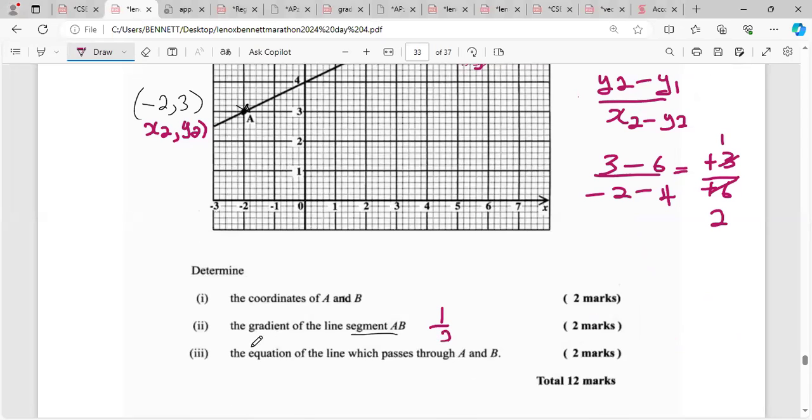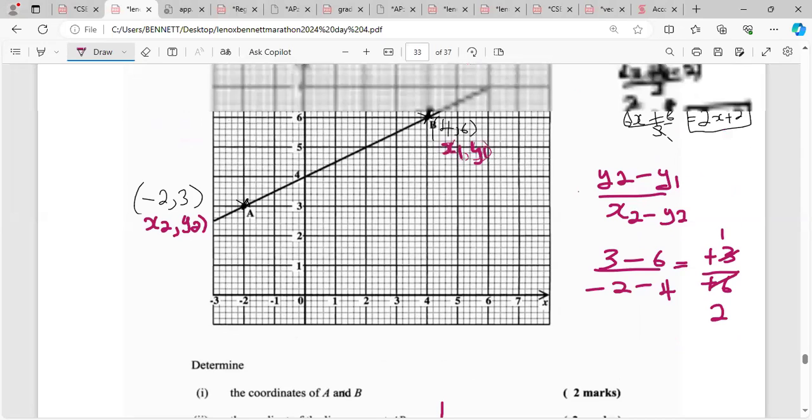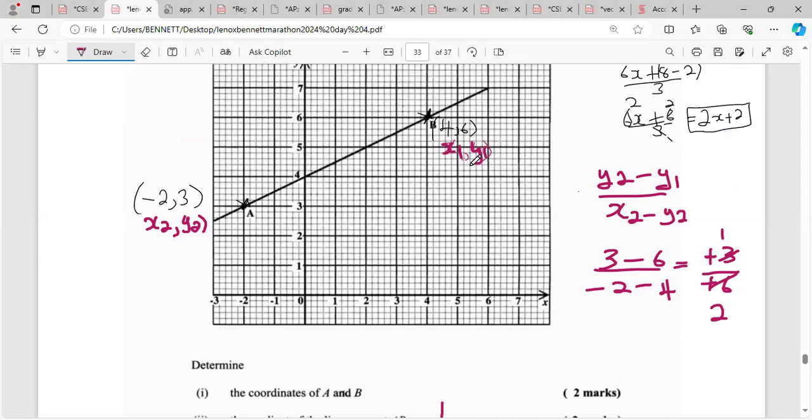All right, the next question says find the equation of the line which passes through A and B. So then that's the equation of the line. We literally have everything already. We have the gradient. The only thing we need is the y-intercept. Now the y-intercept is where it crosses the y-axis. So that's +4.